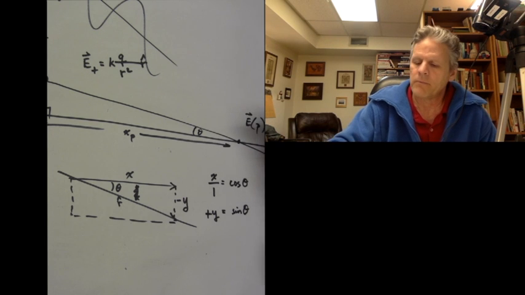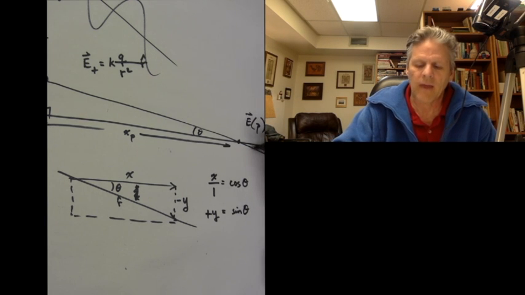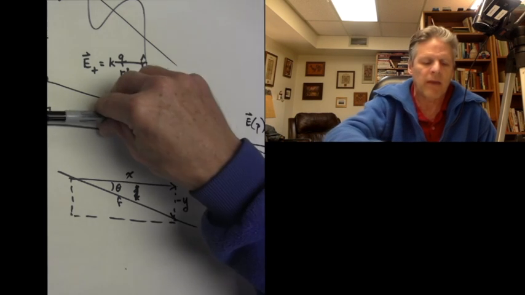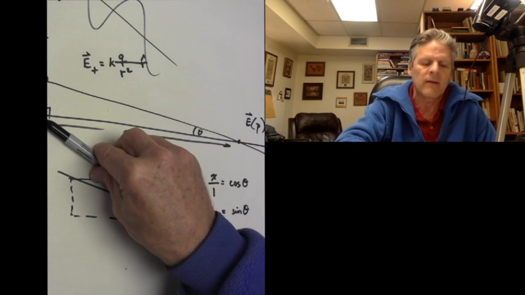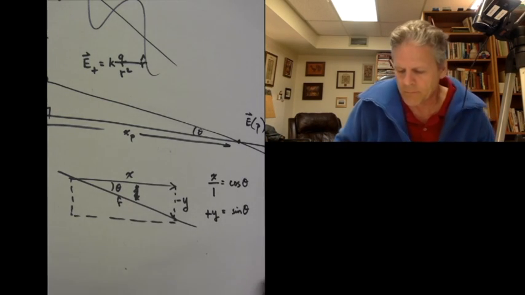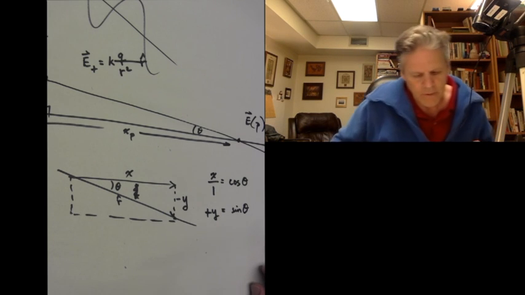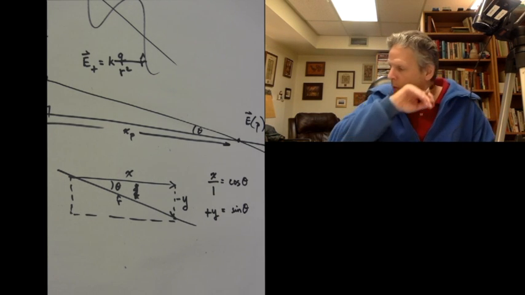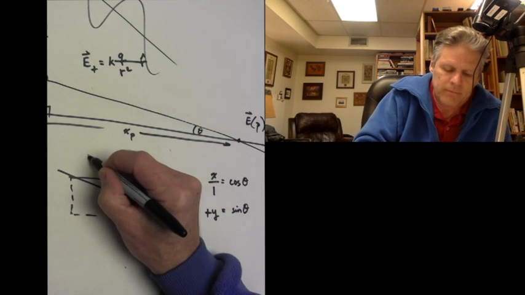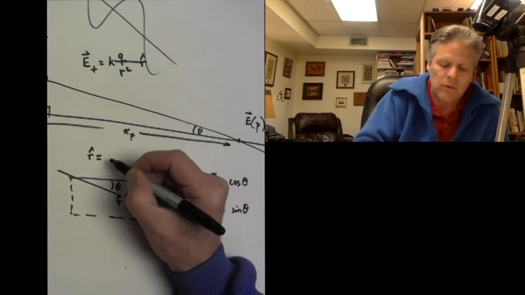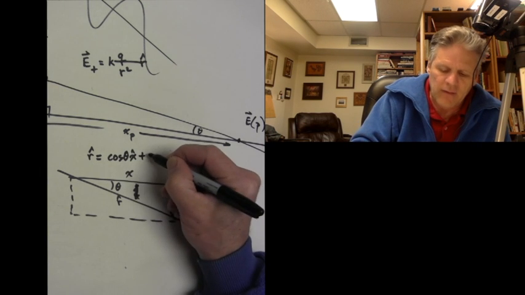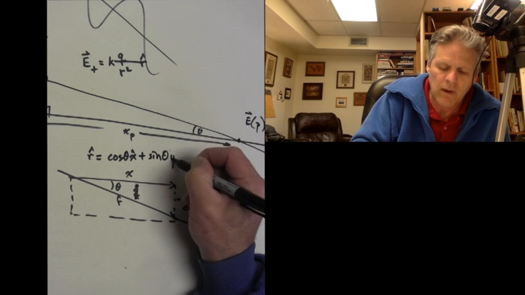a negative angle, and this as a positive angle. So going down from the x-axis is a negative angle, going up from the x-axis is a positive angle. All right, so we now know r hat is just equal to cosine theta x hat plus sine theta y hat.